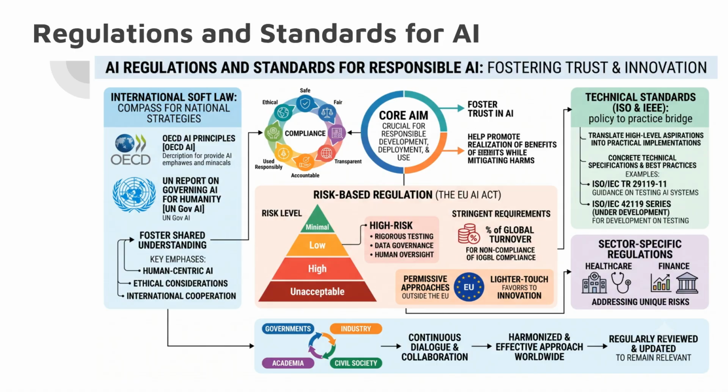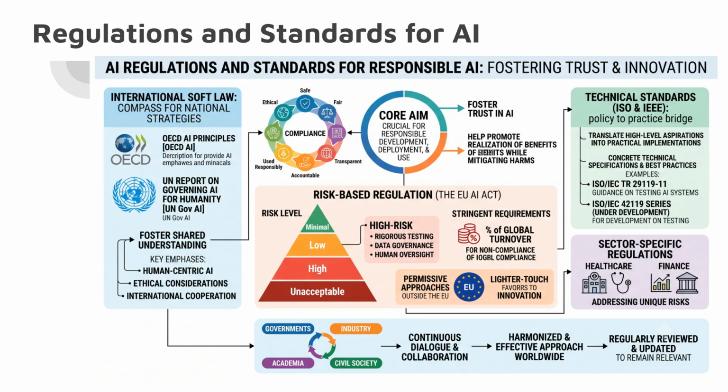The EU AI Act represents a landmark regulatory step, demonstrating a risk-based approach to regulating AI. By categorizing AI-based systems by risk, from minimal to unacceptable, regulations are tailored accordingly. High-risk systems, particularly those that impact fundamental rights or safety, face stringent requirements that encompass rigorous testing, data governance, and human oversight. The substantial financial penalties for non-compliance, based on a percentage of global turnover, underscore the EU's commitment to enforcement. In contrast, many nations outside the EU are adopting a more permissive approach, favoring lighter-touch regulations to encourage innovation.